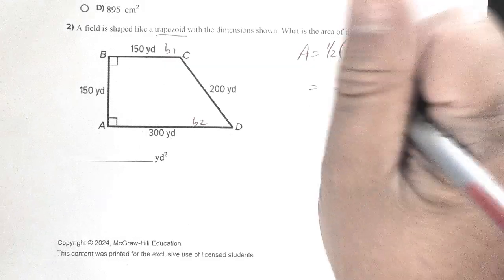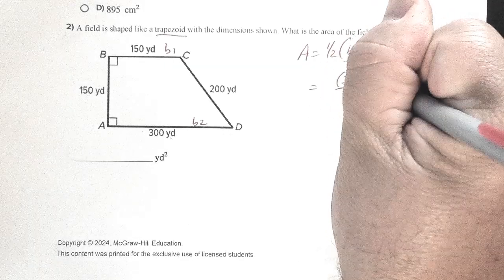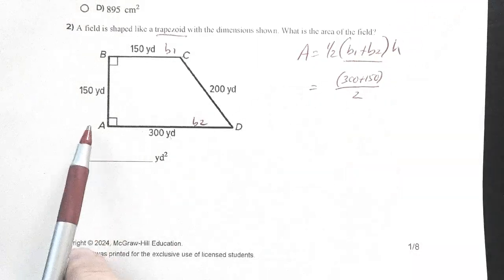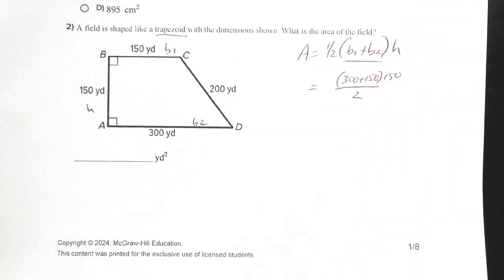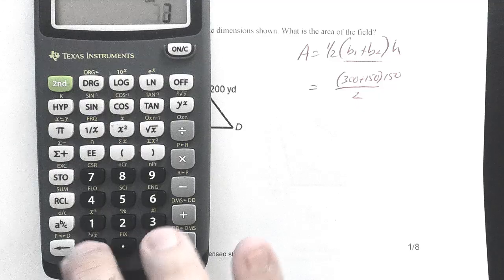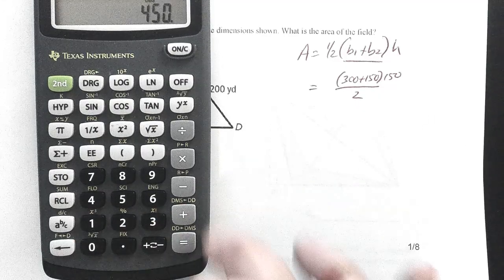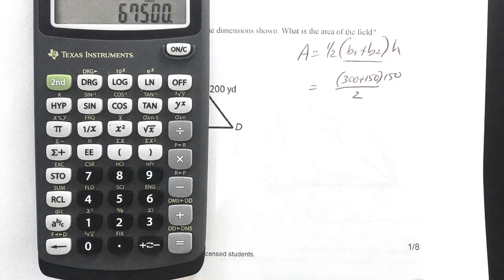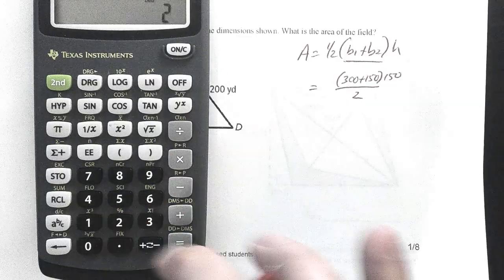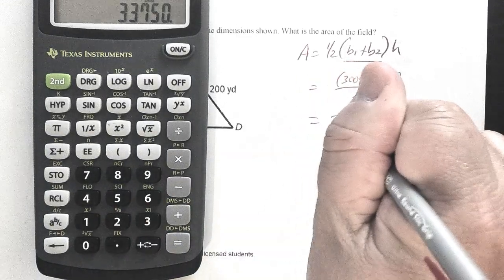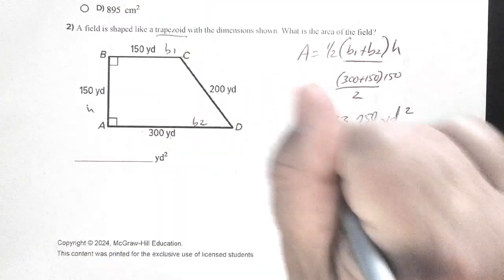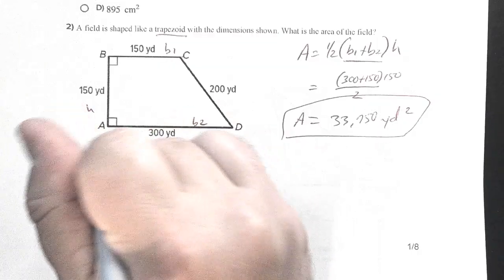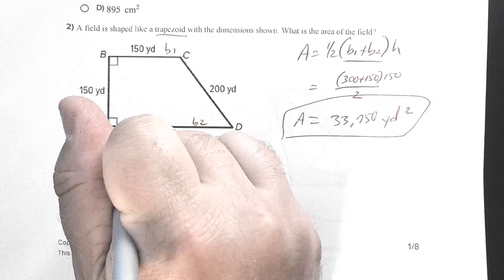So base 1 and base 2, that's 300 plus 150. And then the height, so this is a slant, so that's not your height. This is your height. That's 1 times 150. So what you really have is 300 plus 150. That's 450 times 150. 67,500, and we want half of that. So it's 33,750. This is yards squared because it's area, and we're going to write it over here, 33,750.